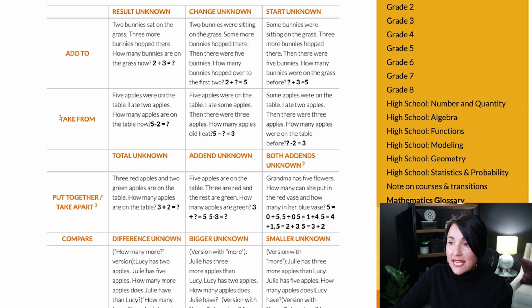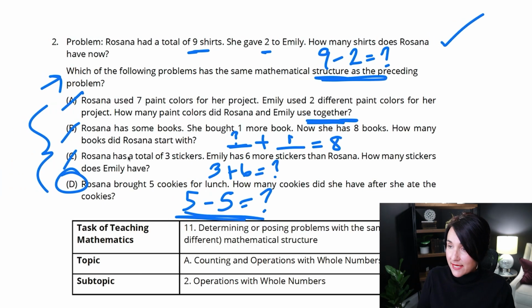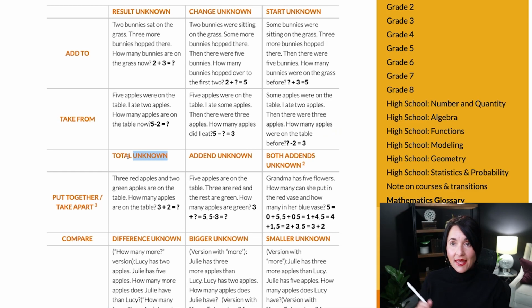We're looking at a take from problem or a subtraction problem, which is what we would normally say, but it's called a take from problem for the little ones. We're trying to give them that concrete knowledge, right? So this is a take from problem, total unknown, right? Because it's saying how many does she have now? And after the equal sign, we're not sure what that is. So the total is unknown. And that's essentially what this question is asking you. It's asking you to mirror the type of problem that's going on here. And understanding this particular chart in the mathematics glossary of the Common Core will help you.